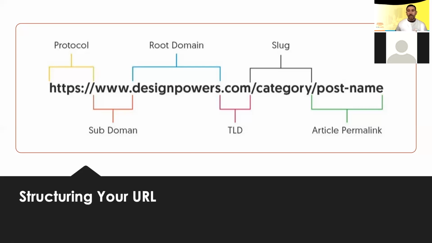The next part is your top level domain, or TLD. And it's not always .com. It can be a .org, .net, .edu. They also have .la. They have a bunch of other ones that you can use as well. And then the slug is usually like a category for your web page, and then the article or your permalink.